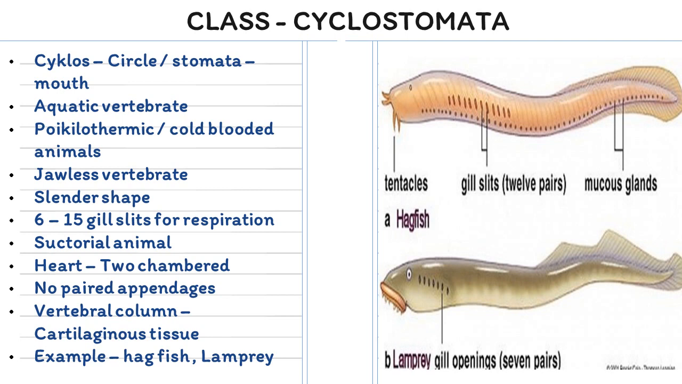Okay. And the heart is a two-chambered heart. The heart consists of chambers. Here only two chambers are there. Okay. And there are no paired appendages. Can you watch? There are no limbs and no paired fins present, right? And the vertebral column is made up of cartilaginous tissue. It is not a bone, it is a tissue form, right? And two common examples for cyclostomata we could say are hagfish and lamprey, right?